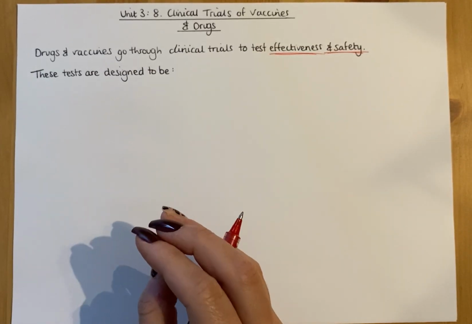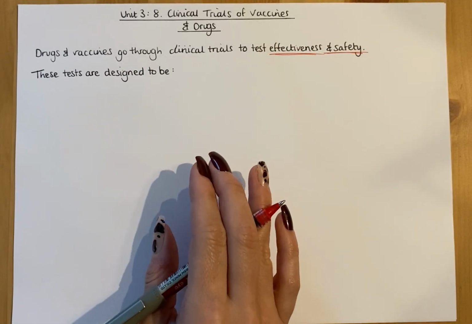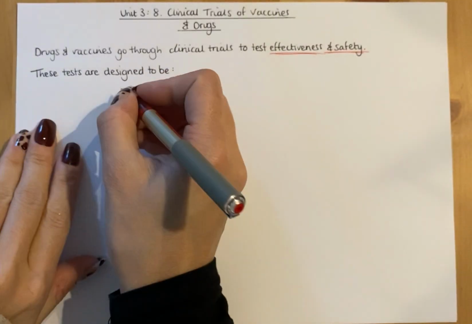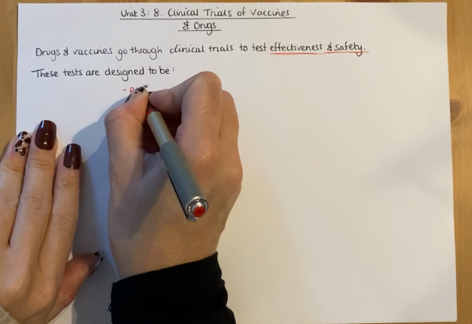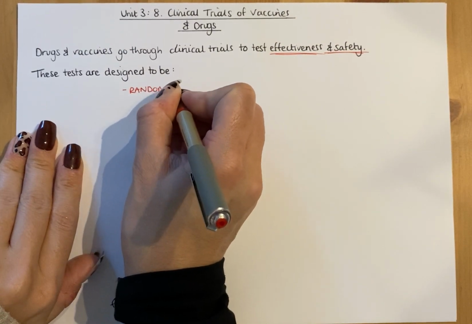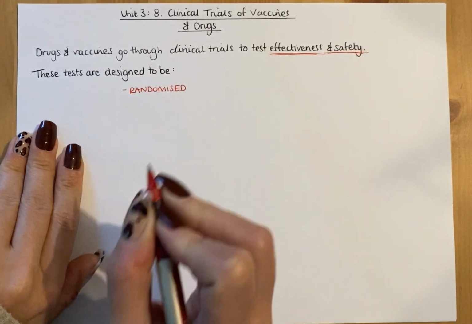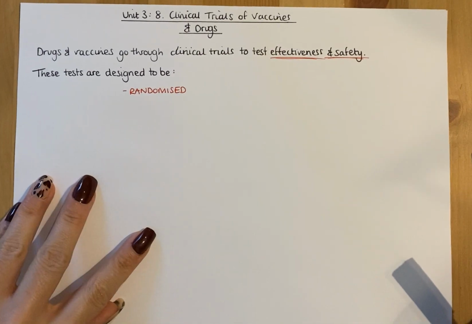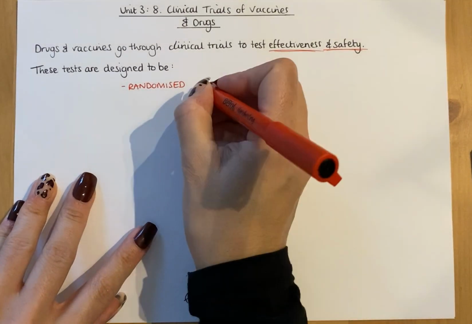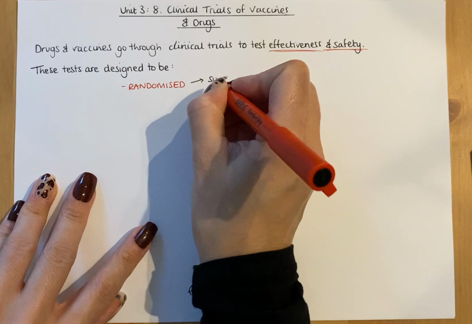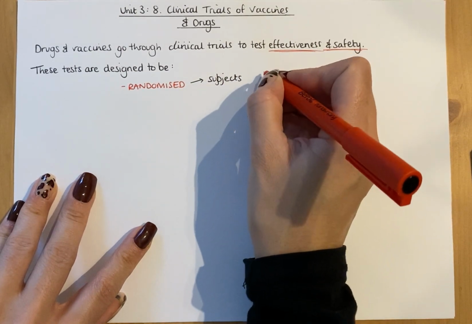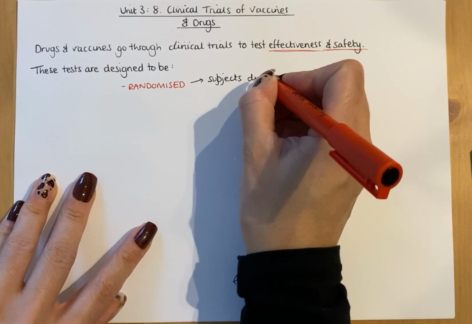Now there's 3 specific ways that these trials, these tests, are designed to be. First of all, they're designed to be randomized. Now you need to be able to explain why they are randomized, what's the purpose of that randomization, and explain what that means as well. So the subjects in that trial, the people in that trial, are divided into random groups.